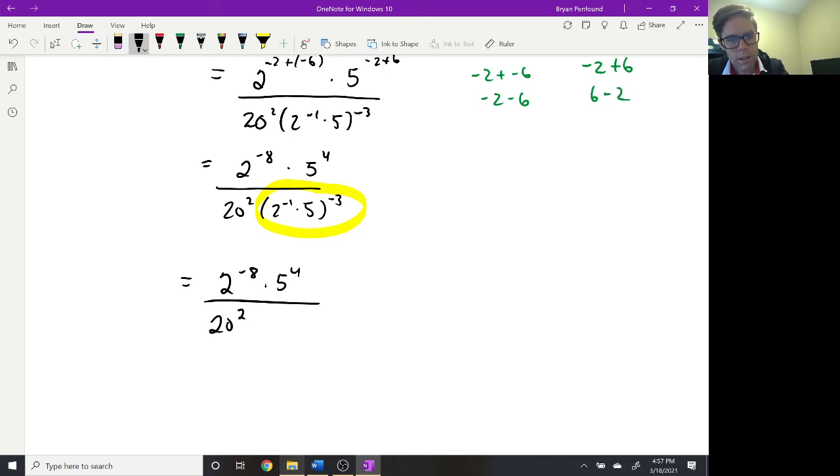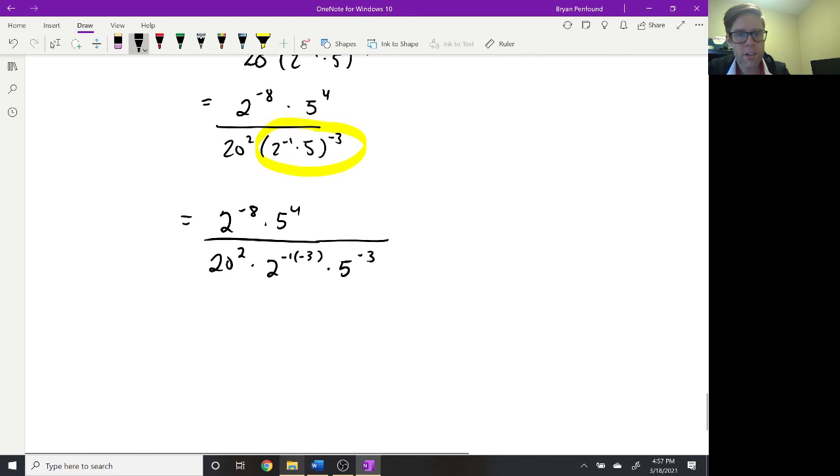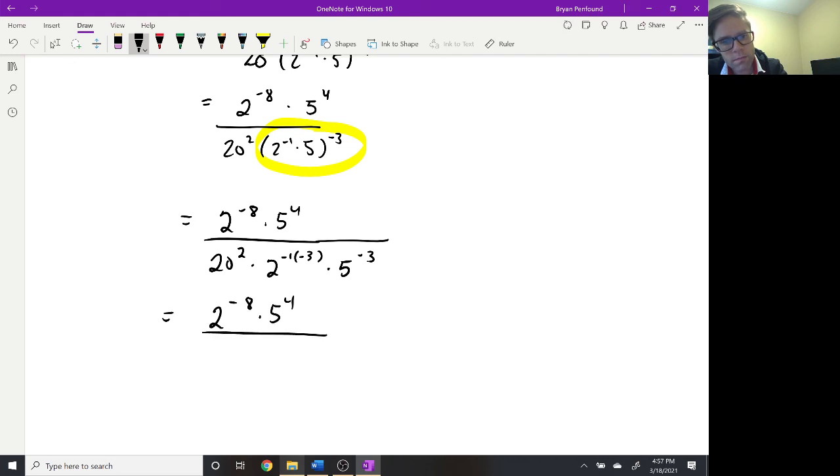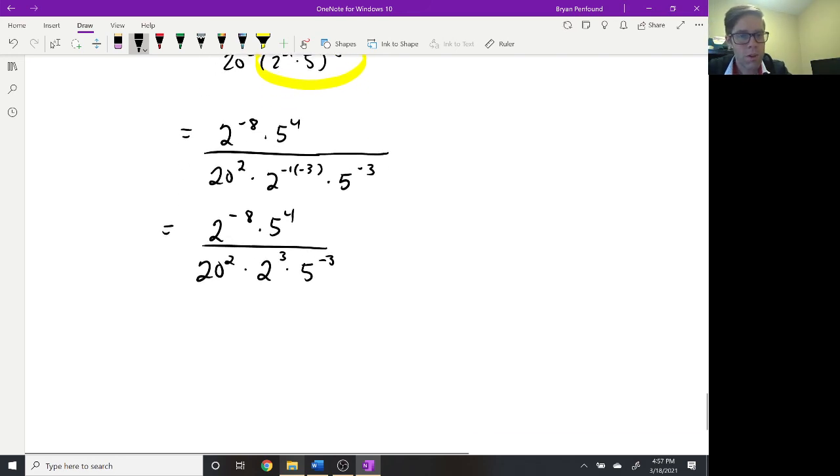So let's see, we're going to get 2 to the negative 1 times negative 3. So remember, this is a base raised to a power, so I have to multiply these powers together. Okay, 5's a little bit easier to deal with. I just get 5 to the negative 3. And so simplifying, we're going to get something that looks like this: 20 squared, and then 2 to the negative 1 times negative 3. All right, we're in pretty good shape.